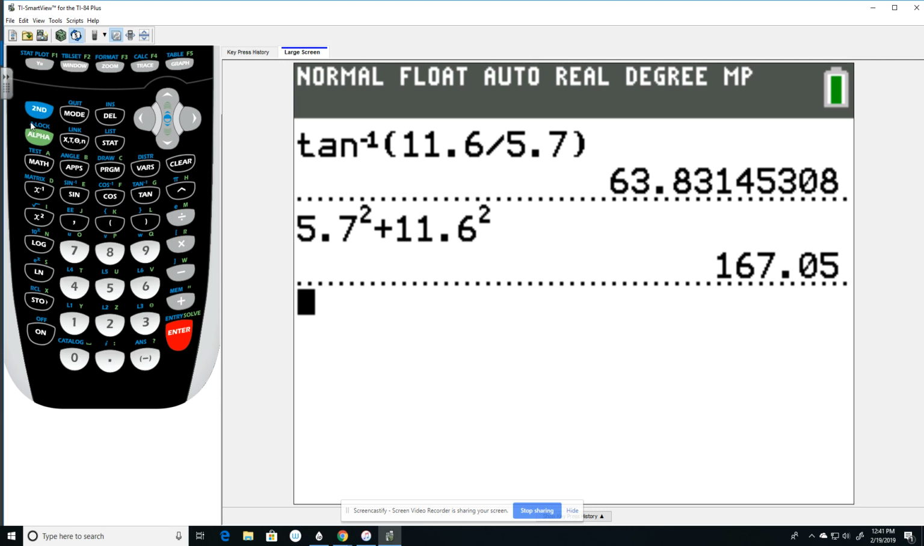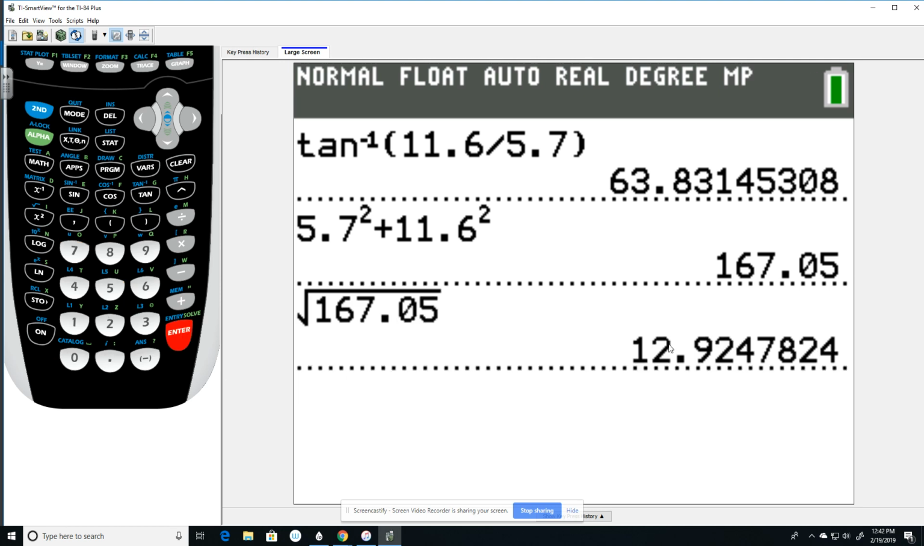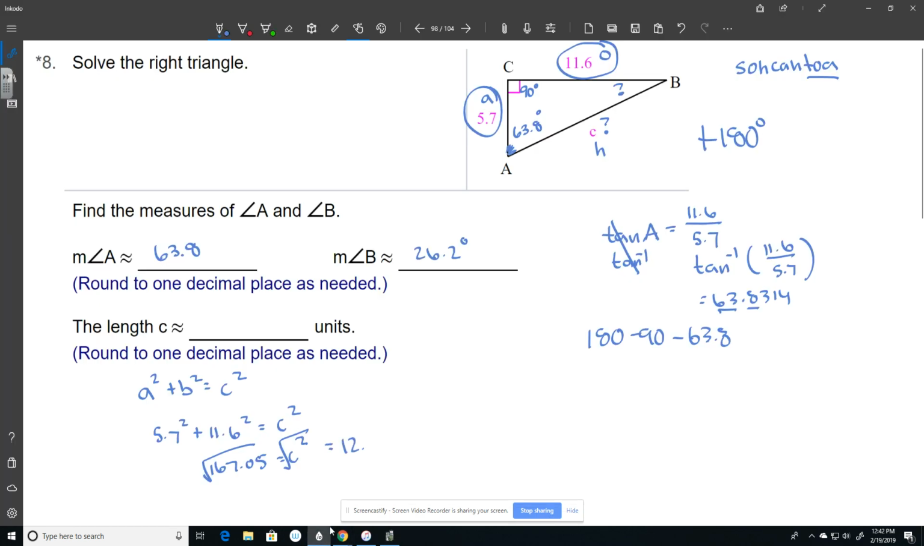So I'm going to go back to my calculator. I'm going to take the square root of 167.05. And when I hit enter, I'm going to get 12.924. So that equals 12.924, and it wants me to round to one decimal. So I'm going to round this to 12.9.